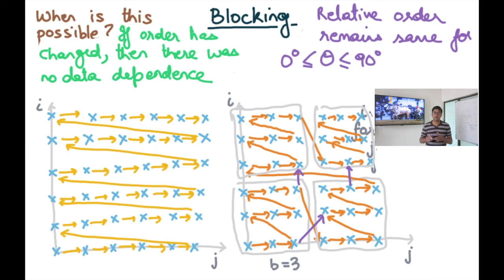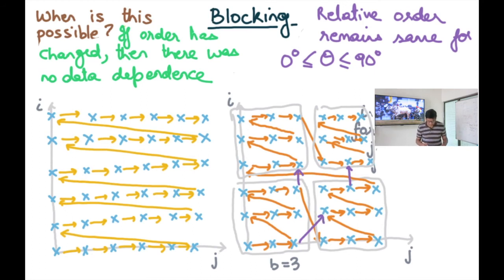In other words, if I was to draw the data dependence edges in my iteration space, then all the data dependence edges should have an acute angle or a right angle. So anywhere between 0 degrees and 90 degrees, including 0 and 90. If all my dependency edges have this theta, then that basically means that their relative order will not change because of blocking. You can check for yourself that if the dependency edge has a 90-degree angle, then the two points between which that dependency edge has been drawn, their relative order does not change because of blocking.